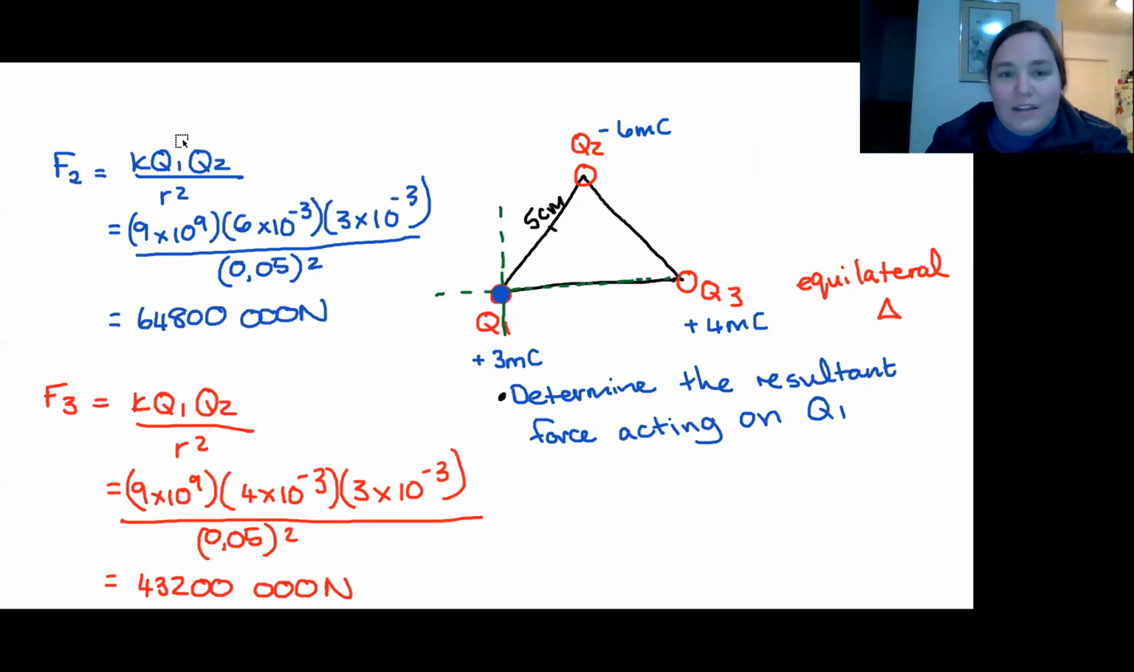Can I quickly check that everybody here got that the electrostatic force due to the Q2 charge, that's this one, was, and I've got to be careful, I'm going to do politician numbers, 64,800,000 newtons? Yes? And that the electrostatic force due to charge 3, that's this charge, is 43,200,000 newtons. Does anyone disagree with me? Yay, that's a good sign. Now, the next thing that I need to do is determine which direction the force is acting.